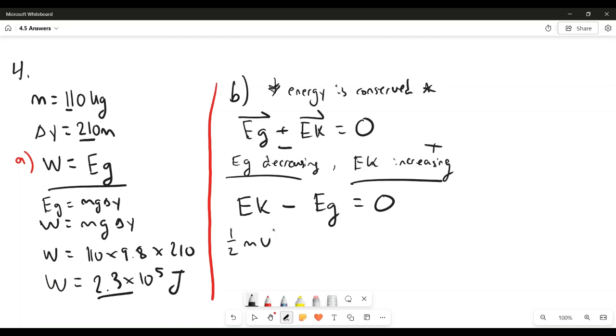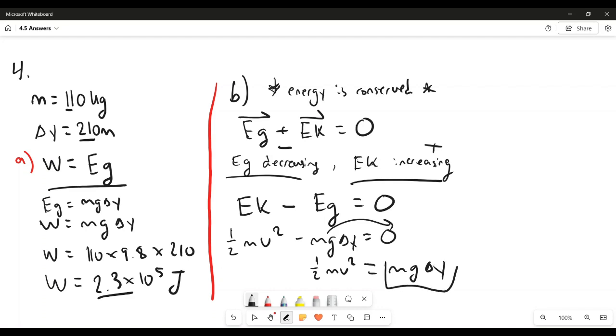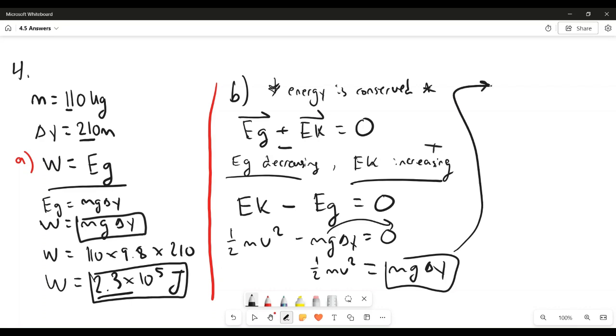Then we'll simply expand zero. We'll move this to the other side. And actually, we don't need to calculate this because we found it here. Remember? We found it here. So we can write 2.3 times 10 to the power 5 is equal to 1 over 2 mv squared.